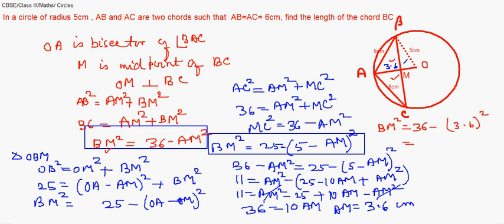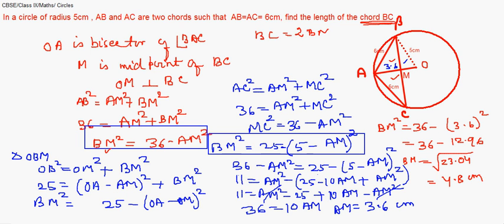So AM whole square, 3.6, would give us 12.96. So BM will be actually a root over of this, and if I subtract, I'm getting 23.04, so it is 4.8 centimeter. If BM is 4.8 centimeter, BC here, which is supposed to be calculated, BC is twice of BM, so it is 2 into 4.8, that's I think is 9.6 centimeter.